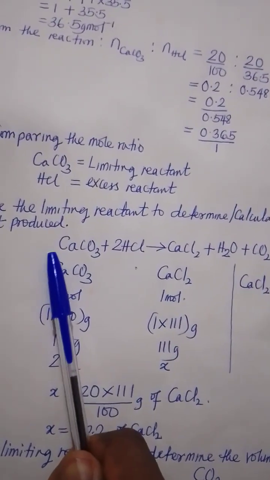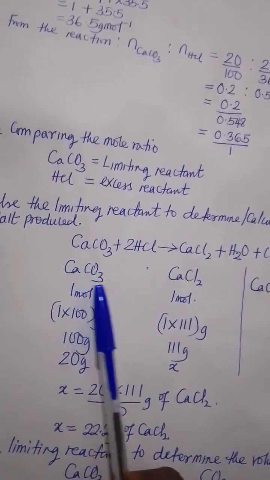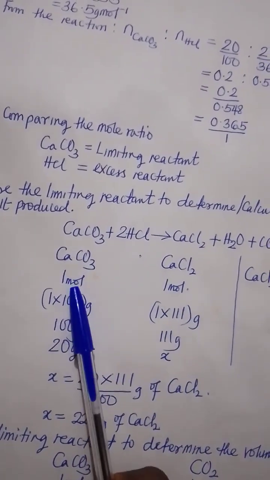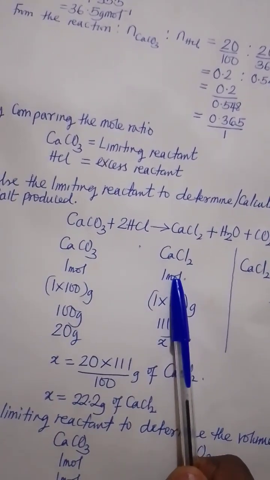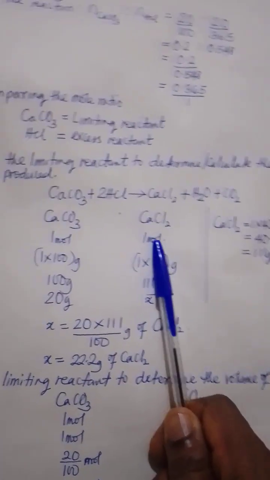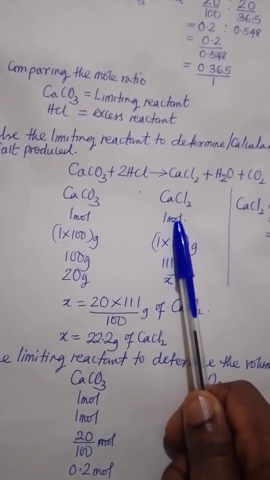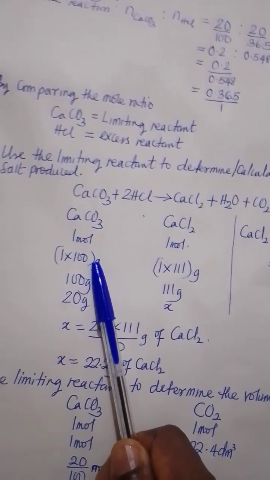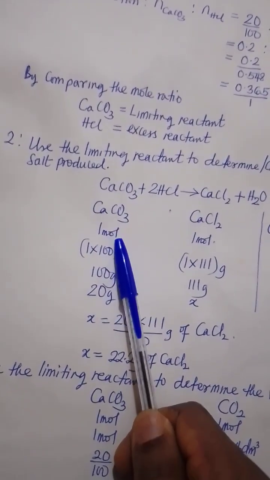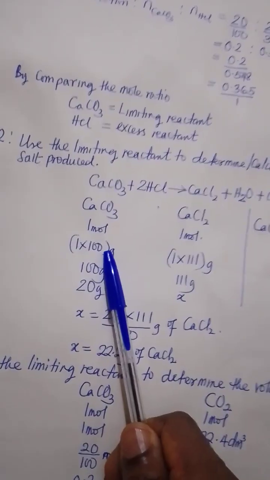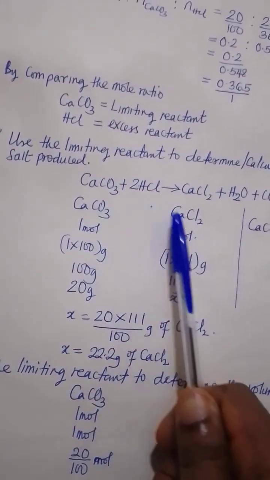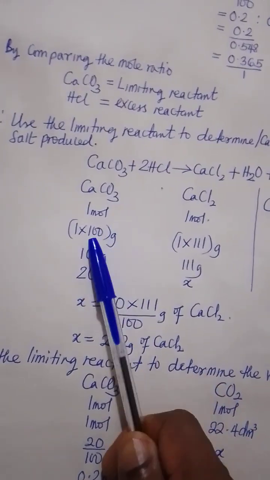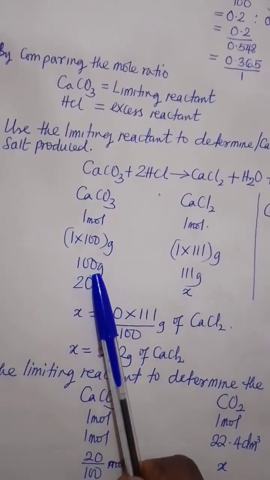Now from the equation, we see we have 1 mole of CaCO3 and 1 mole of CaCl2. Since we are required to get our answer in gram, which is mass, we need to convert the mole to mass. How do you convert mole to mass? You multiply the mole by the molar mass of the respective compound. So for CaCO3, don't forget we did that before, we got 100. So 100 times 1 gives us 100.